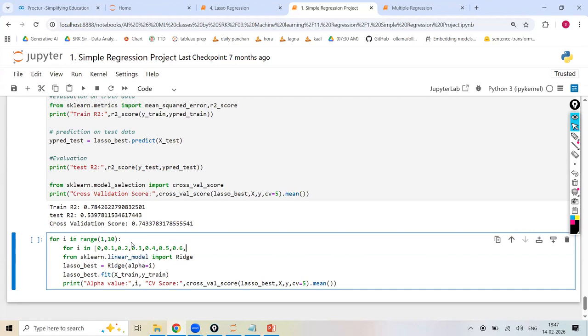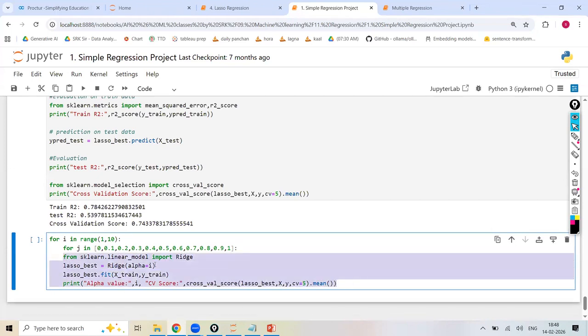Lambda values from where to where? What is the starting value of lambda? What is the ending value of lambda? 0 to 1. So I'm trying 0 to 1. That is 0.7, 0.8, 0.9, 1. This is for j in. Okay, i in this one, j in this one.